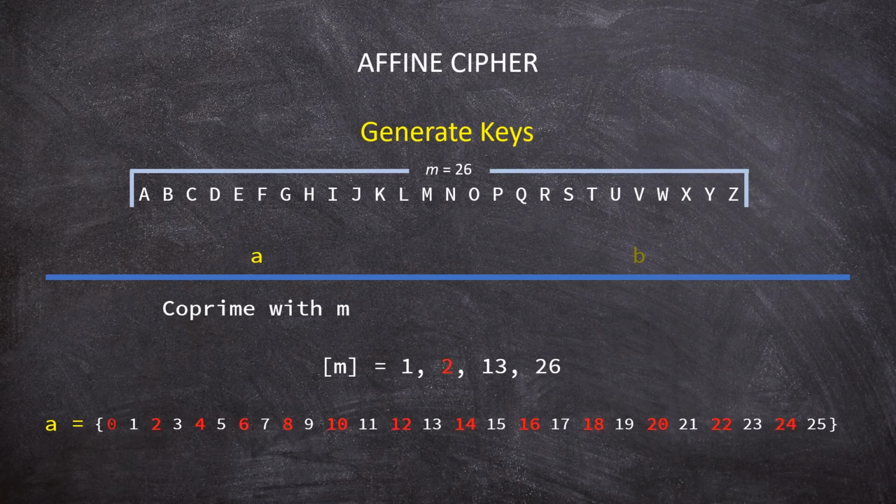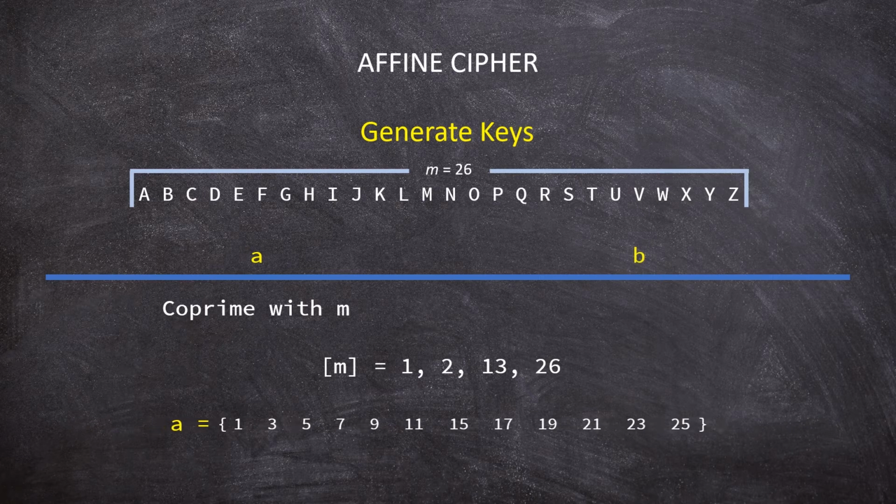We look for any number in the list that also has a common factor of 2, and since every even number is divisible by the number 2, we can remove these and move on to the next number in the list. For the number 13, the only number in the list that shares a common factor is itself, so we eliminate the 13 from the list. Finally, there's nothing in the list that shares a common factor of 26, so we finish here.